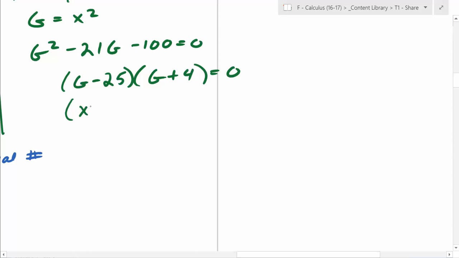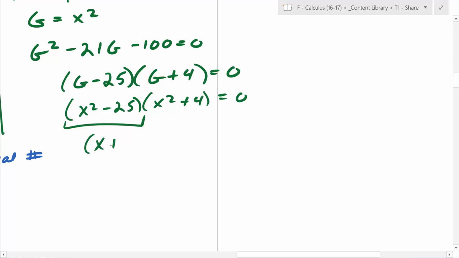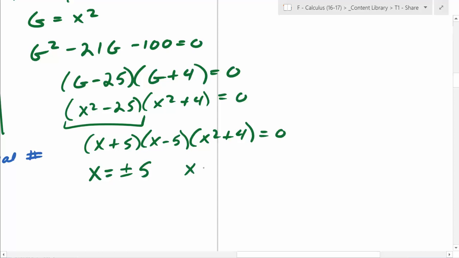So therefore, x squared minus 25 times x squared plus 4 is equal to 0. And then this factors because what is that called? The difference of squares. So you have x plus 5 times x minus 5, x squared plus 4 equals 0. Can someone tell me what the two real answers to this are? What are the two real solutions? Arvin. So you have plus or minus 5. Anybody want to tell me what the two imaginary solutions are?